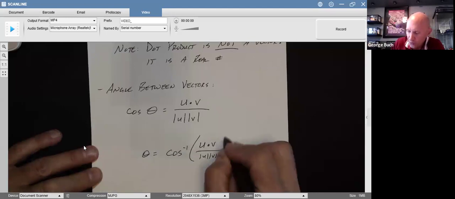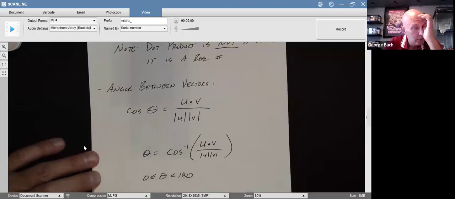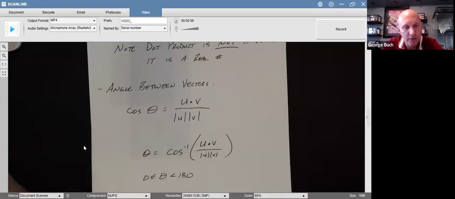And then just as a note, we always write theta between 0 and 180. So I wouldn't say the angle between two vectors is 330 degrees. No, the angle is 30 degrees. So don't go over 180 when you're doing that.